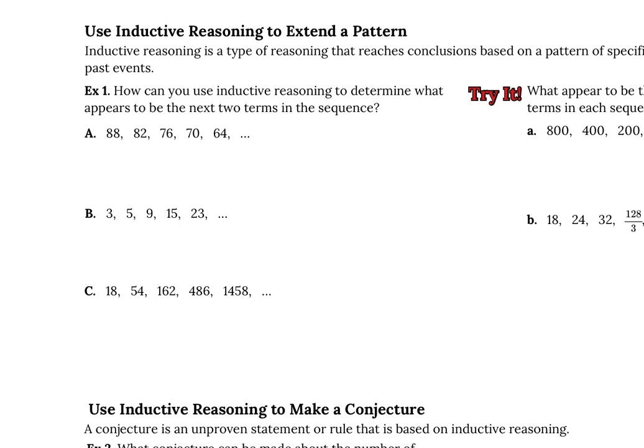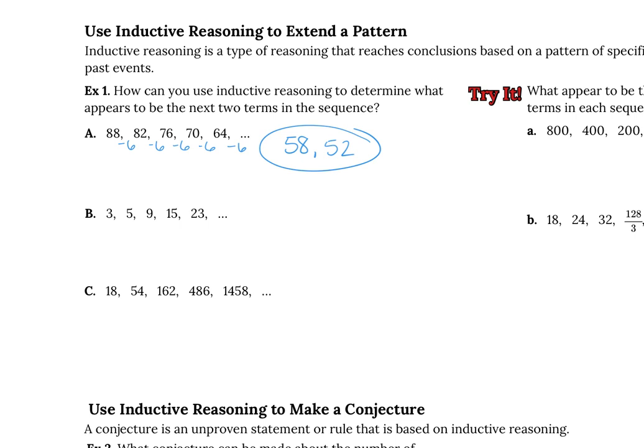If I'm looking at this sequence here, 88, 82, 76, 70, 64, I can see a pattern where we are subtracting 6 from each previous term. So if I continue, my next term, 64 minus 6, I'm going to get 58. And then 58 minus 6, I would get 52. So those are going to be my next two terms in this sequence.